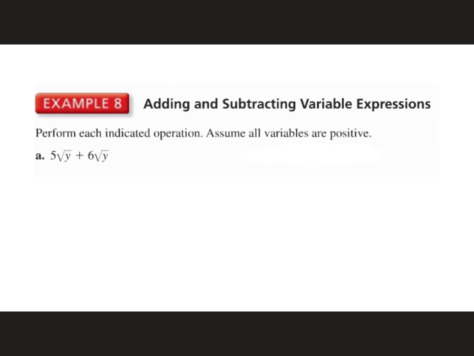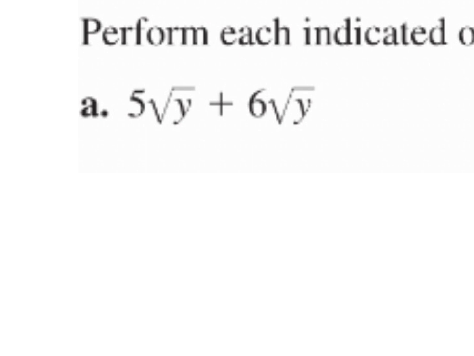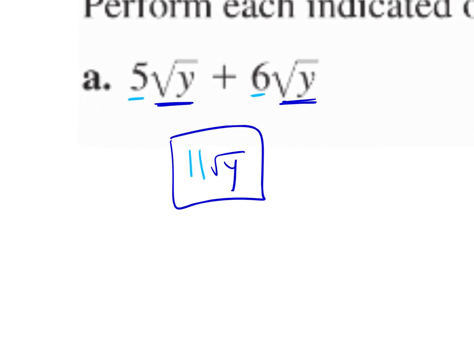So adding and subtracting variable expressions. We can add or subtract with our radicals only if they are exactly the same. So we have talked about this before when we did this in our pre-chapter stuff. But if your radical is exactly the same, you can add these two together just by adding the coefficients and the variable part stays the same. So what would I get when I add these together? 11 square root y. So when your variable parts are the same, we add the coefficients together.